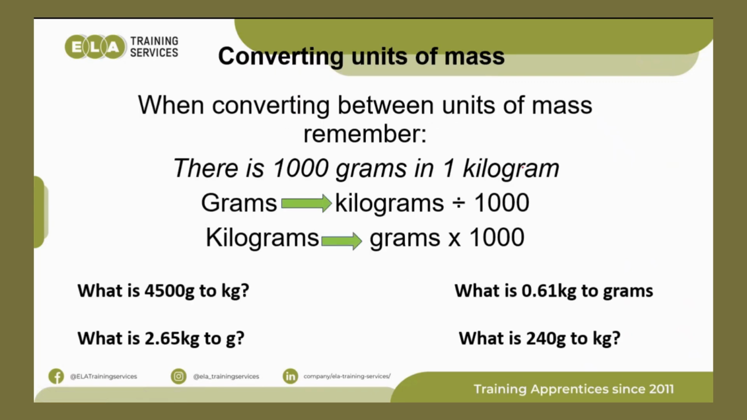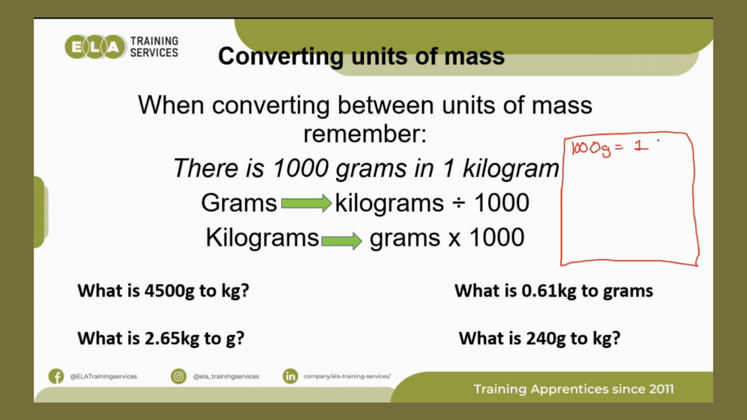So first, we have units of mass. When converting between units of mass, remember there are 1,000 grams in 1 kilogram. So to go from grams to kilograms, you divide by 1,000, and to go from kilograms to grams, you multiply by 1,000.